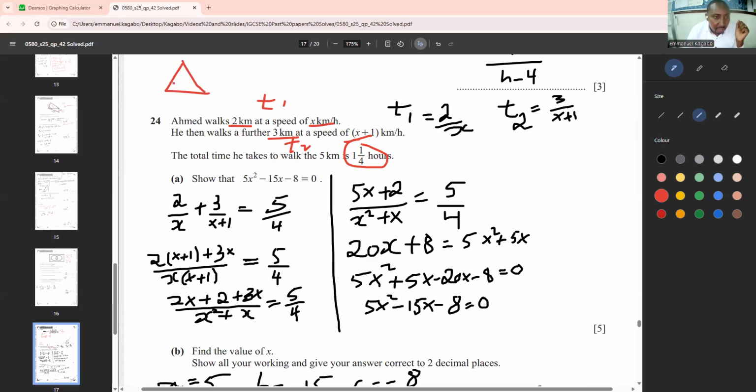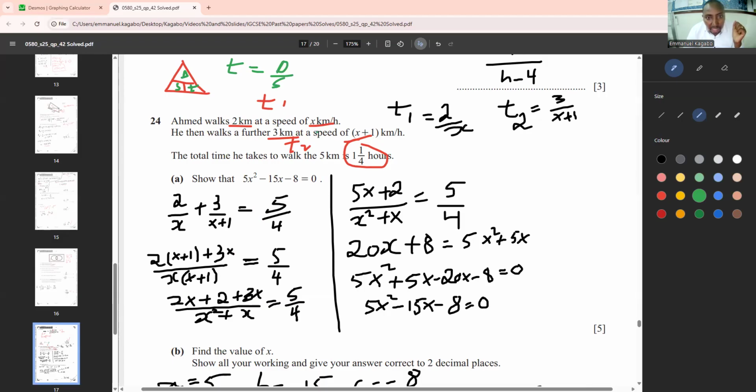Very important. Trust me, you are going to have this one in the exam. I don't know which one, but you may have it at the end of the exam. Speed is distance over time. So if I'm looking for time, time is going to be distance over speed.